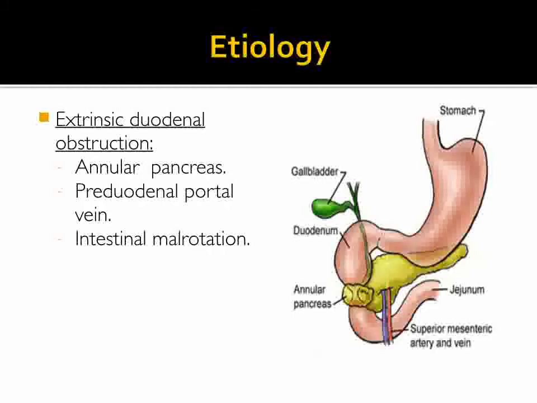Periduodenal portal vein. Normally the portal vein passes behind the duodenum. Sometimes, as a congenital anomaly, the portal vein passes in front of the duodenum, producing periduodenal portal vein.